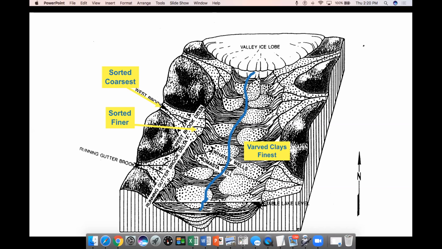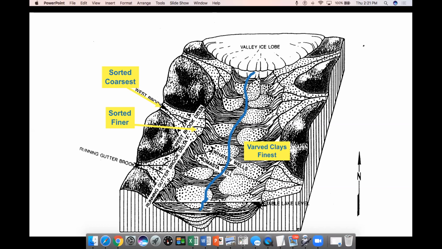So when we talk about texture: clay, silt, very fine sand, coarse sand, stone, pebble, stone, rock, boulder. These are all texture classes. And all those indicate the velocity of water that set them down, post-glacial.